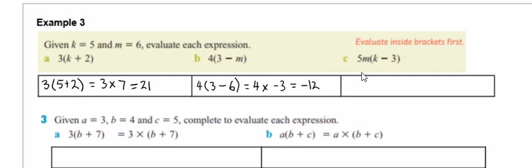And lastly, we have outside the brackets 5m. So that's 5 times m, which is 6. k is 5 minus 3. So we have 5 times 6 times whatever's in the brackets, which is 2. So 5 times 6 times 2 is 60.